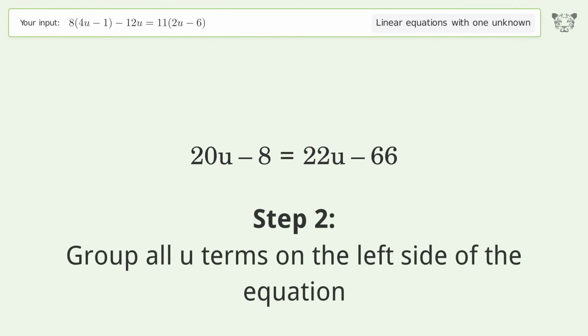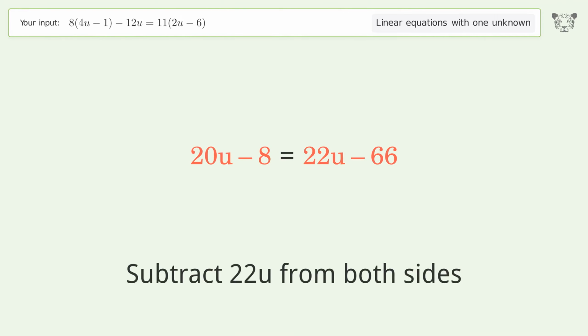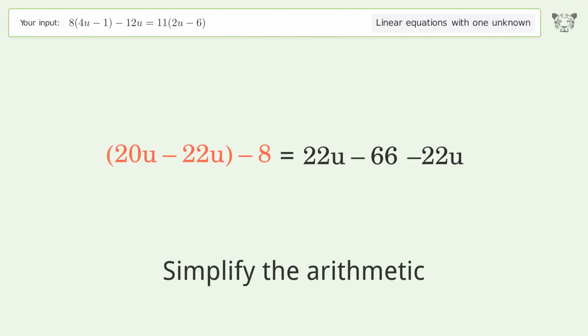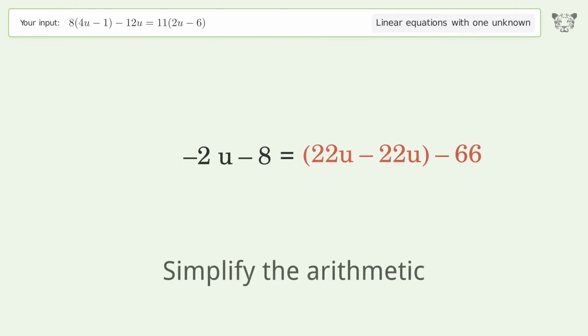Group all u terms on the left side of the equation. Subtract 22u from both sides. Group like terms. Simplify the arithmetic. Group like terms. Simplify the arithmetic.